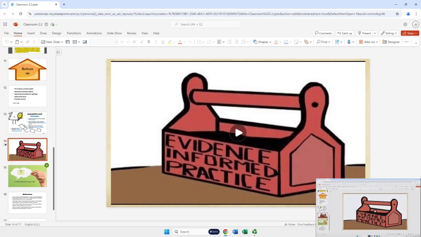So that idea of evidence-informed practice is thinking about empirical evidence and research, your own clinical wisdom that you will build over time, and sharing that with other members of your team, your supervisor, but also sharing the perspectives of people with lived experience as well.